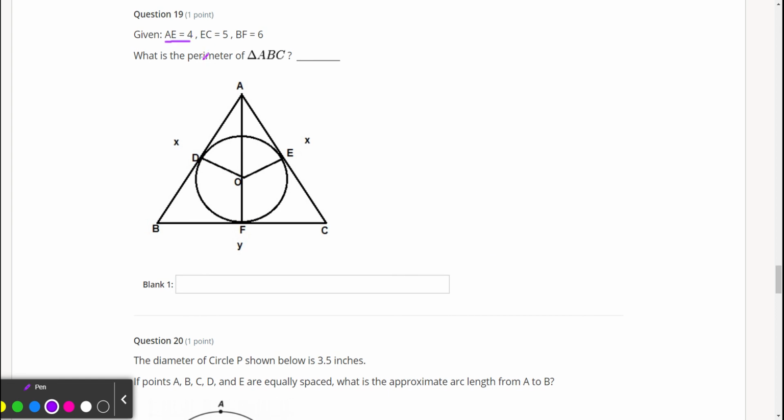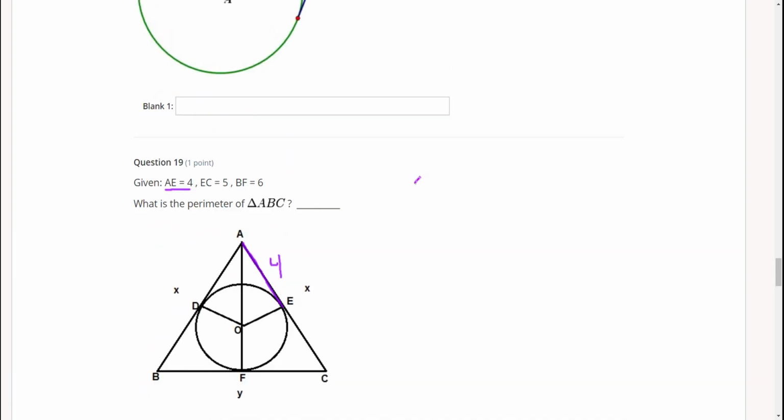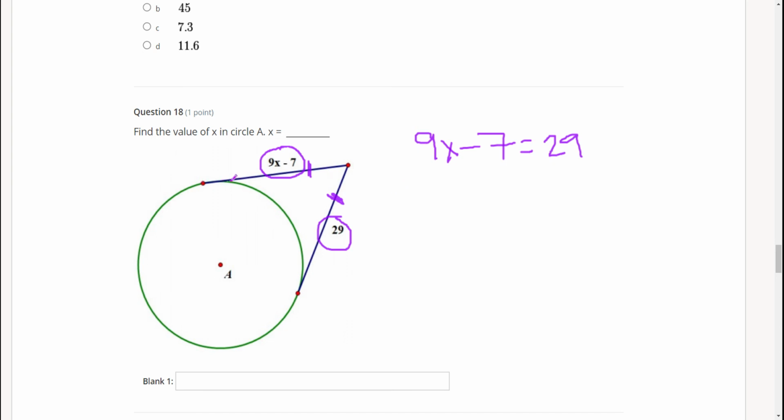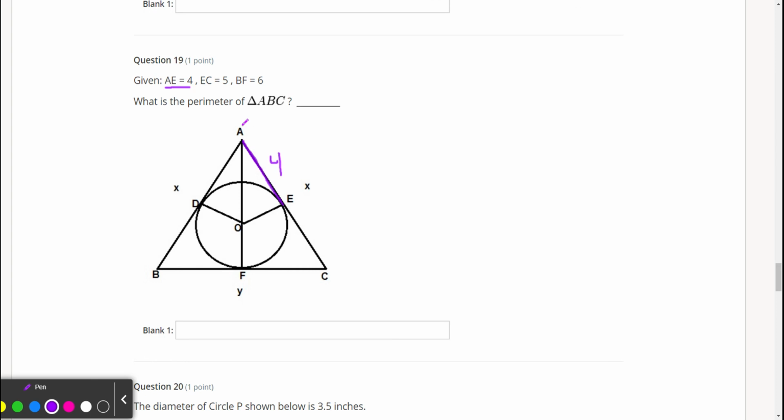What's the perimeter? AE equals 4. So what else equals 4? AE, I think it's the square root of 90. DB. If AE equals 4, what else equals 4? The other side. These two touch at an exterior angle, and they're congruent. So if I come down here, what other segment touches at A? AD. So that one is 4.